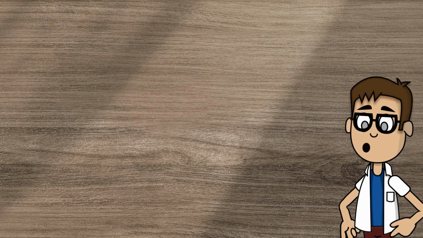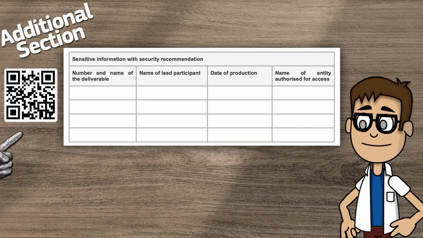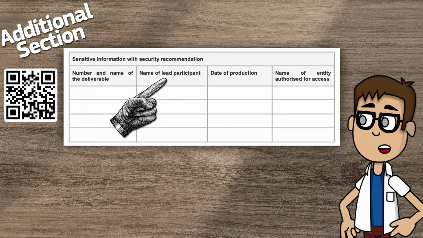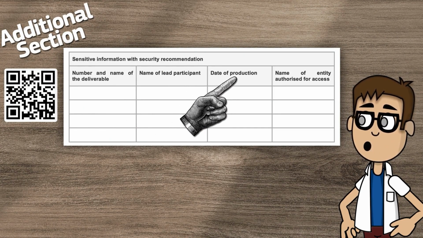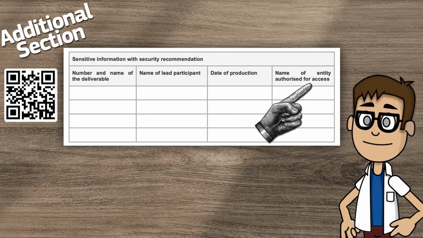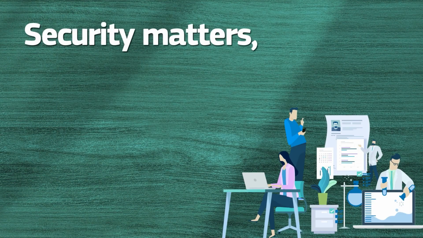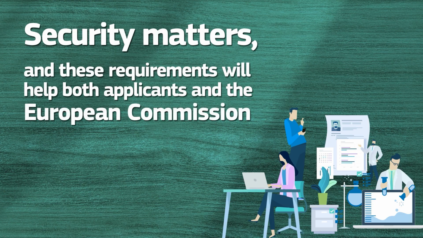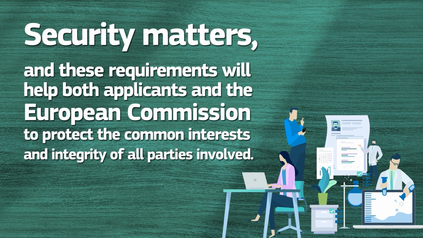Some topics in Horizon Europe's work programme are flagged as security sensitive. If you are applying for a security sensitive topic, you will also need to complete and submit an additional security section. Why do we need to follow these procedures? It's obvious that security matters, and these requirements will help both applicants and the European Commission to protect the common interests and integrity of all parties involved.